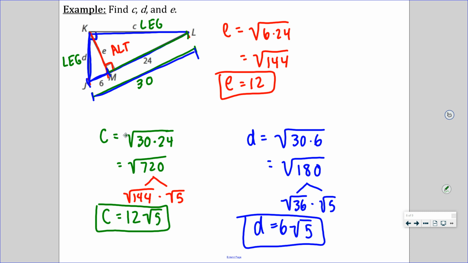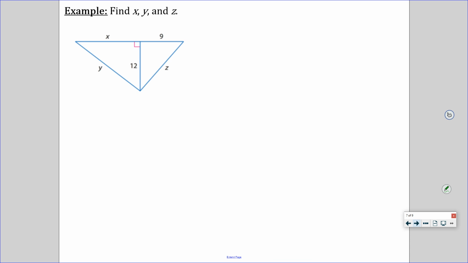Okay. That was a pretty classic example of showing you each theorem applied to numbers here. Let's try one that's a little bit more challenging. So we're going to find x, y, and z. Here's my big right triangle, and this right angle should be drawn in here. They're showing me this right triangle.